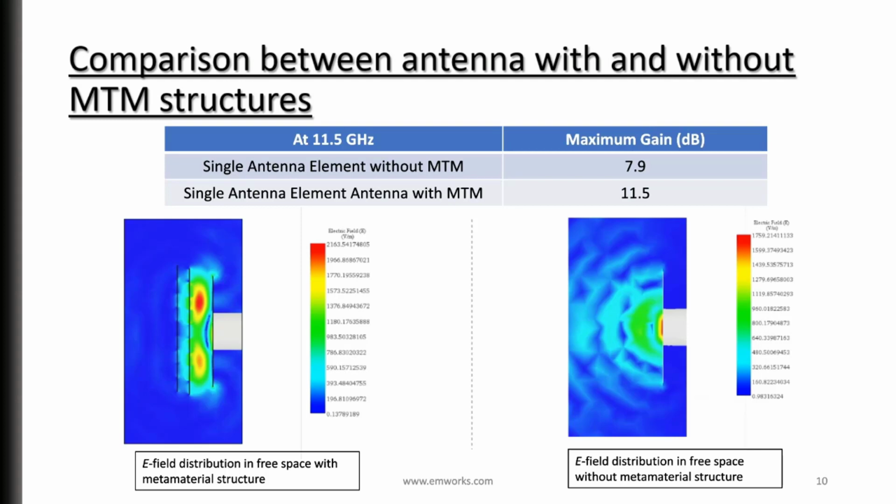The figures here show the electric field distribution in free space with and without metamaterial structures. We notice here that the 2 layers of metamaterial structures can realize congregating the radiation energy. So the gain of the antenna increases while the side lobe level decreases. The simulation results show that the maximum gain goes from 7.9 dB to 11.5 dB when adding metamaterials.